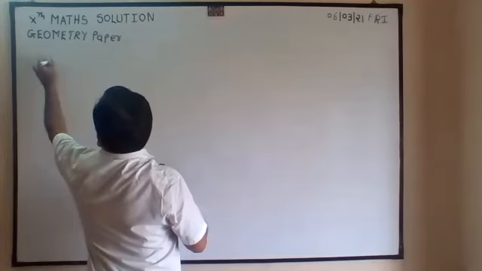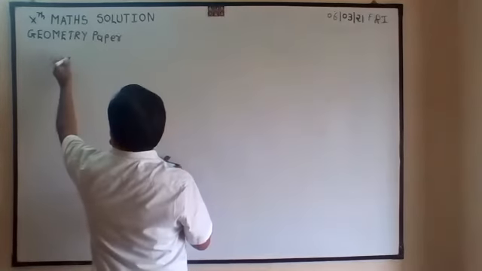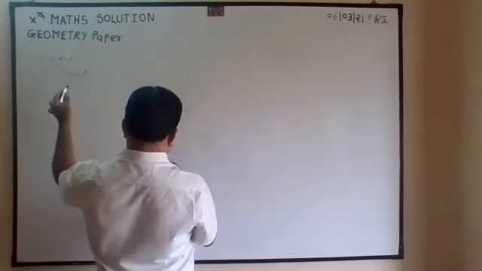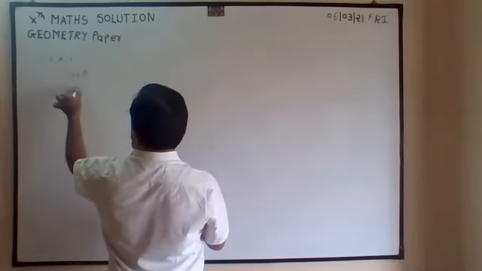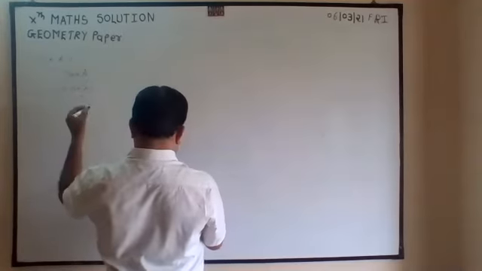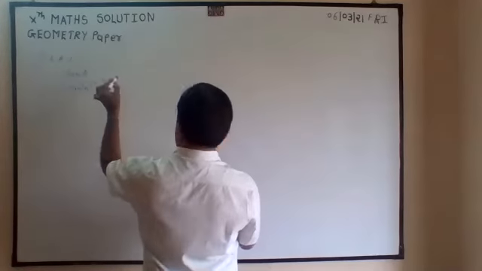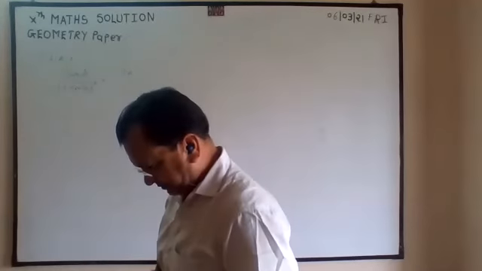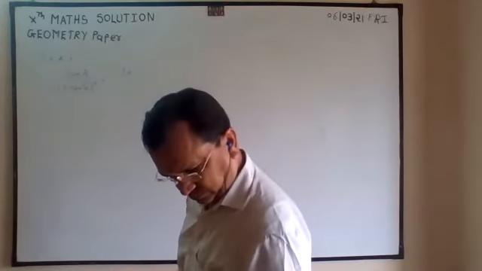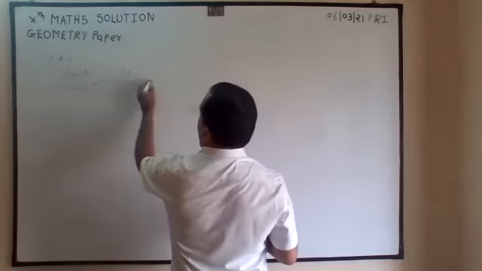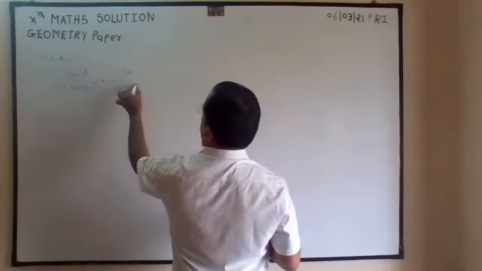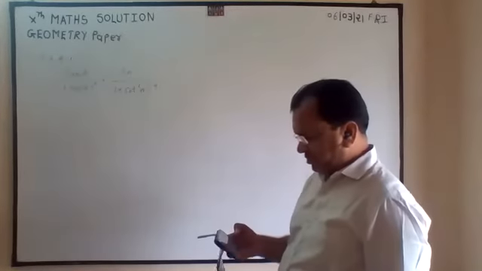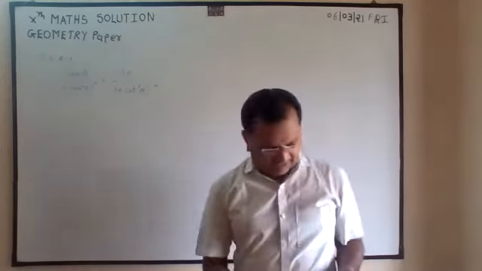Now question number 4a1. tan a divided by 1 plus tan square a plus cot a divided by 1 plus cot square a. This we have to prove is equal to sin a dot cos a.